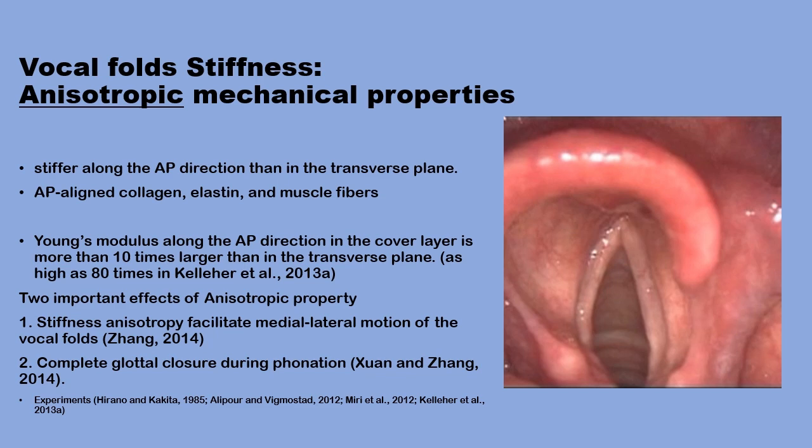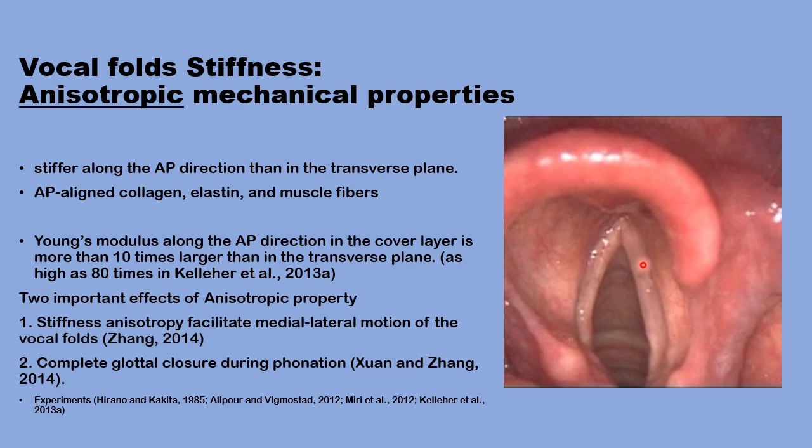The second mechanical property is the anisotropic stiffness. That is to say, the stiffness of the vocal fold tissue is not uniform in all directions. The stiffness is much higher in the anteroposterior direction than it is in the transverse direction. It is much easier to move the vocal folds in the transverse direction because of the decreased stiffness compared to moving it in the anteroposterior direction. It has something to do with the anteroposterior alignment of the collagen fibers, the elastic fibers, and the muscle fibers. The Young modulus in the anteroposterior direction of the cover layer is more than 10 times that of the transverse plane.